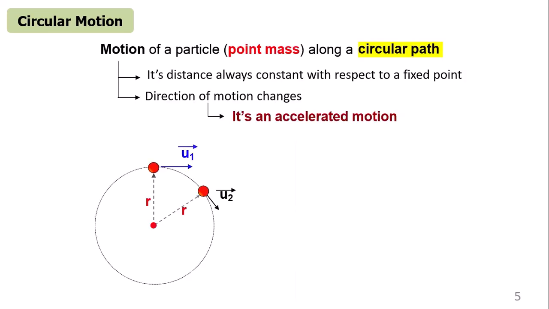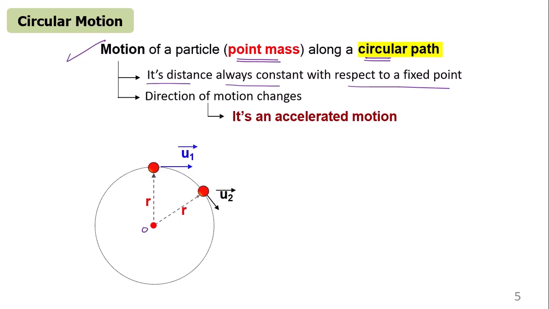Now, we understand that this is a system or a particle which may be treated as a point mass. Every time I will consider this mass as a point mass, and if this point mass moves along a circular path, then only that path is known as circular motion. Its distance is always constant with respect to a fixed point, and that fixed point is nothing but the center of the circle, that is O.